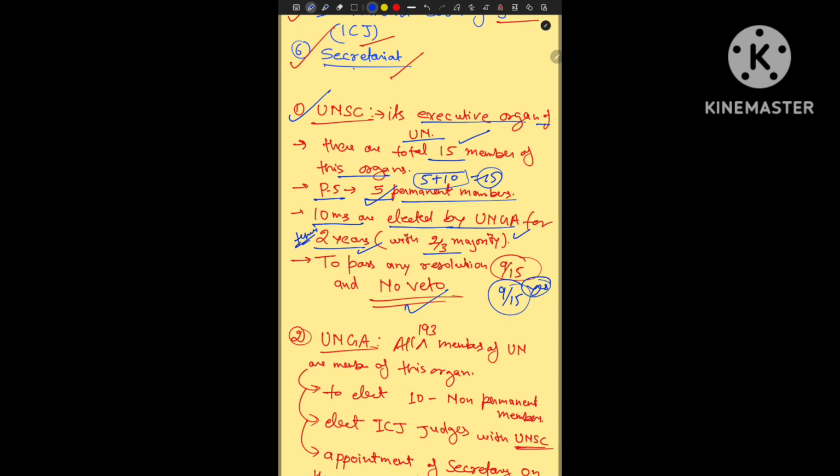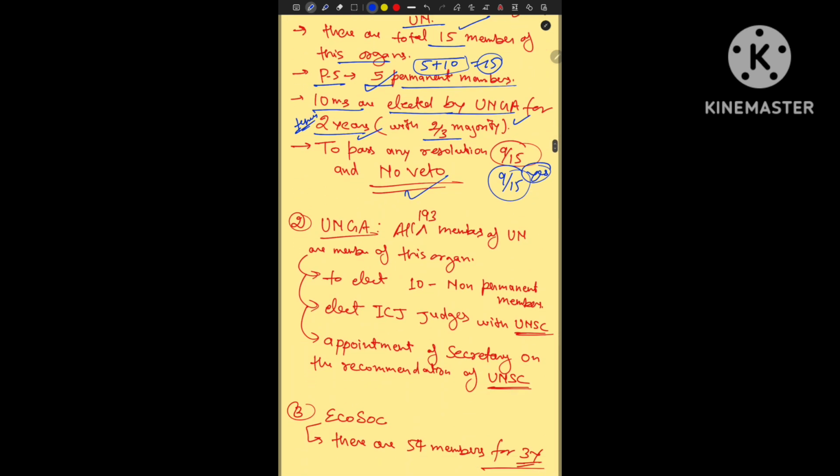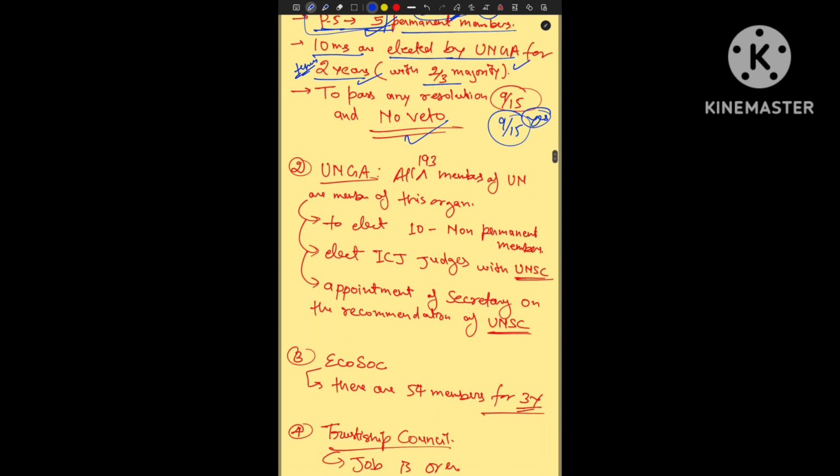This is without any veto. If they are passing any resolution, only P5 members have the veto power. Veto power is not available to non-permanent members. It is available only to permanent members. So if 10 members say yes, this bill must be passed, but one P5 member says no, then that bill will not be passed. Even if 14 say yes, but one permanent member says no, then that bill will not pass.